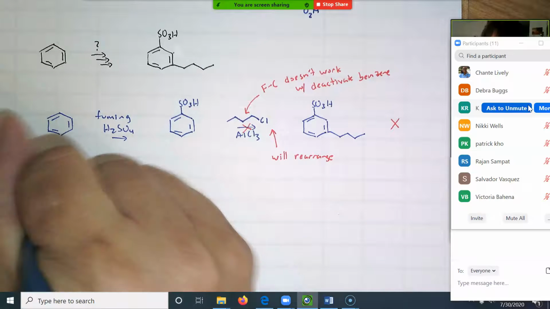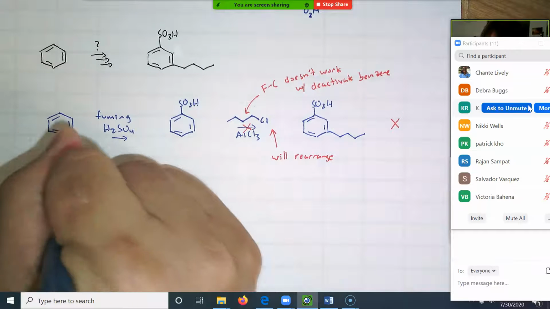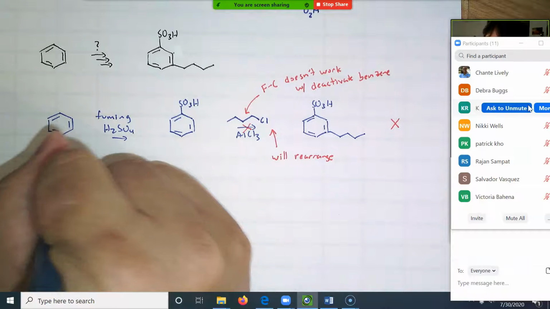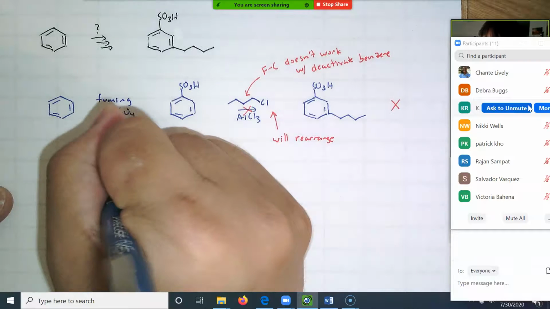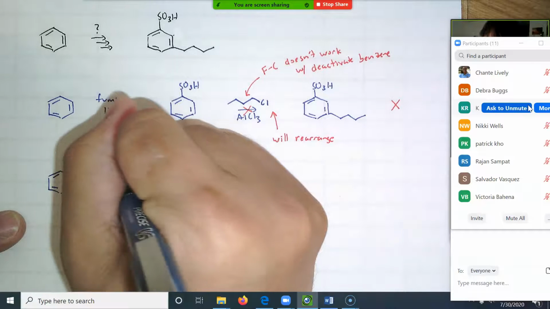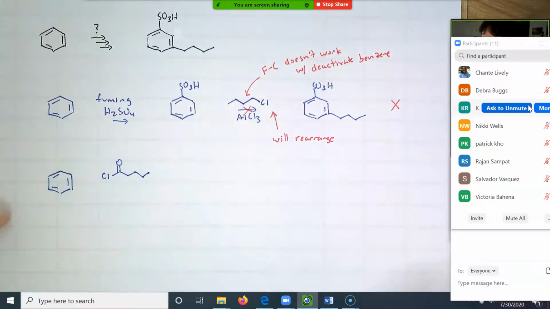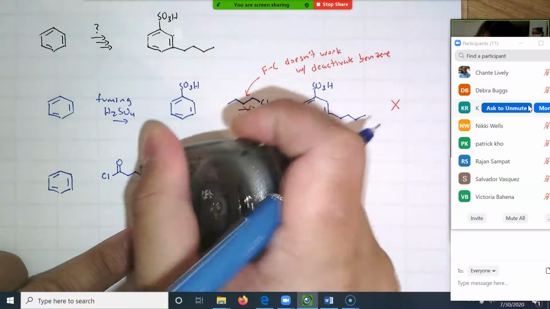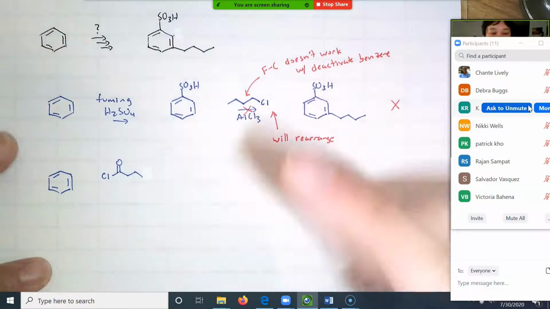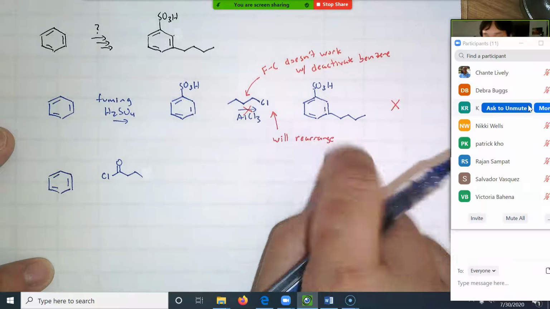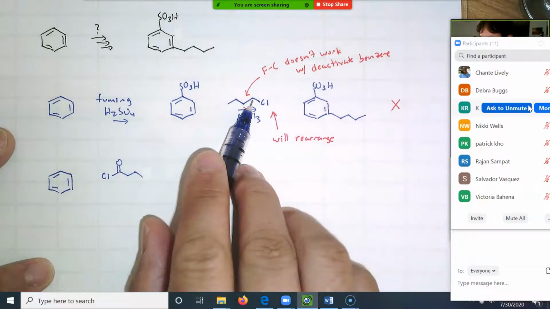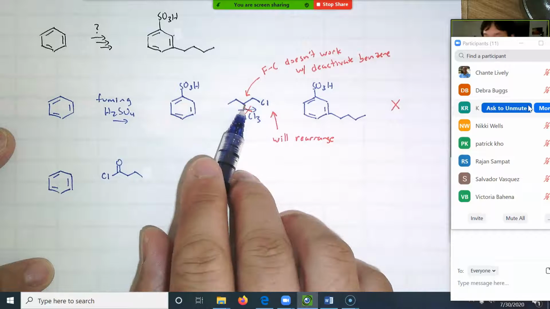The trick is this. You're not really adding an alkyl group first. What you're adding is an acyl group. And whoops, 4 carbons. And the clue there is you need to avoid rearrangement. The rearrangement would put the benzene ring on the secondary carbon, not the primary carbon.